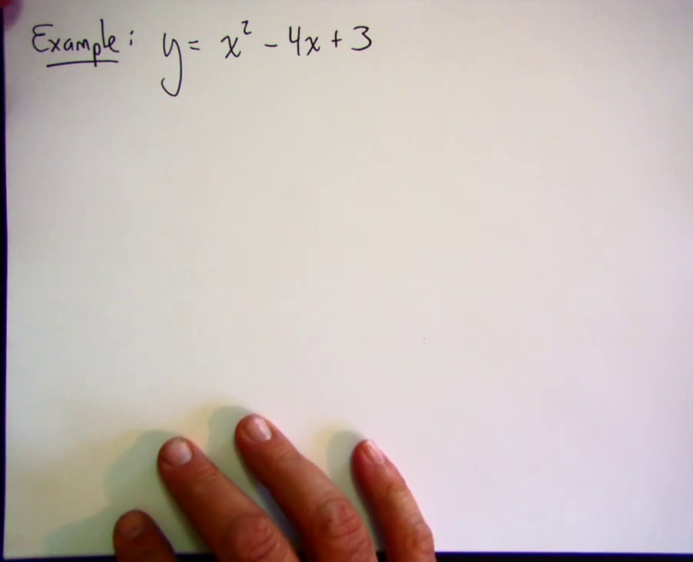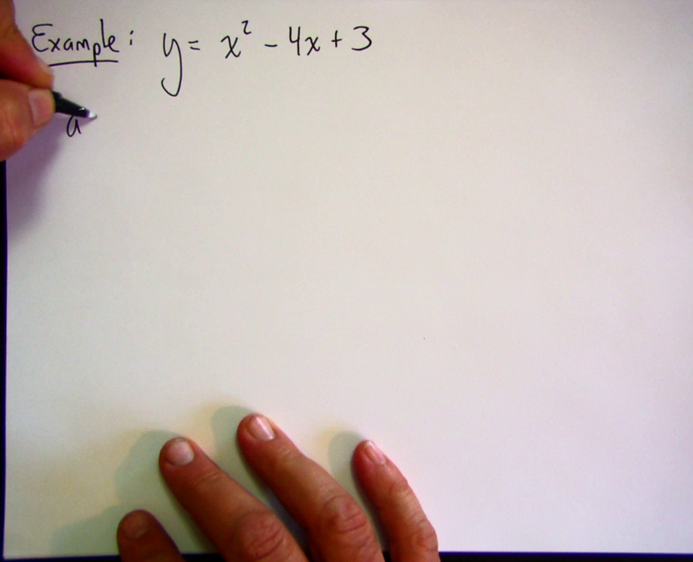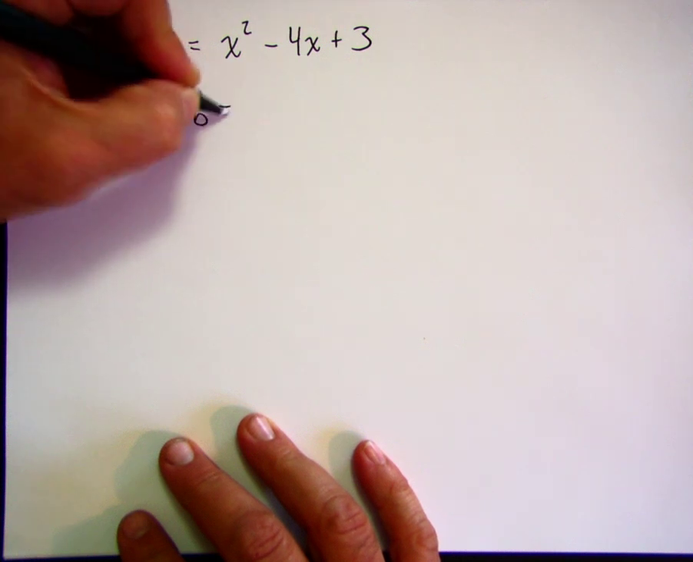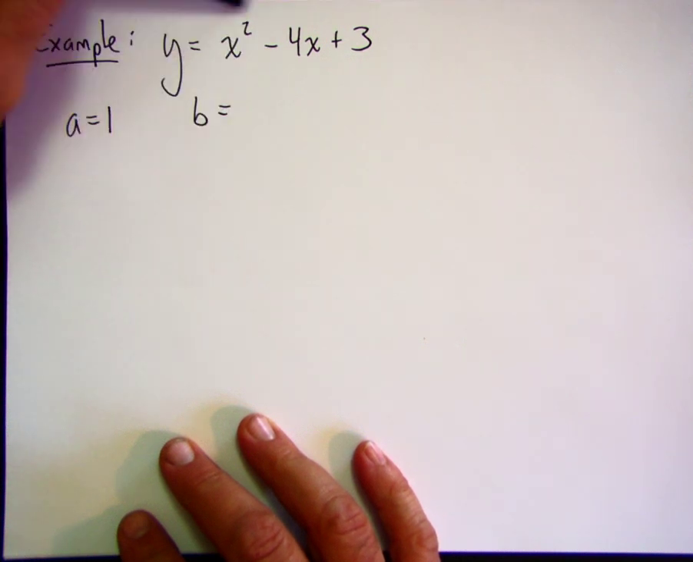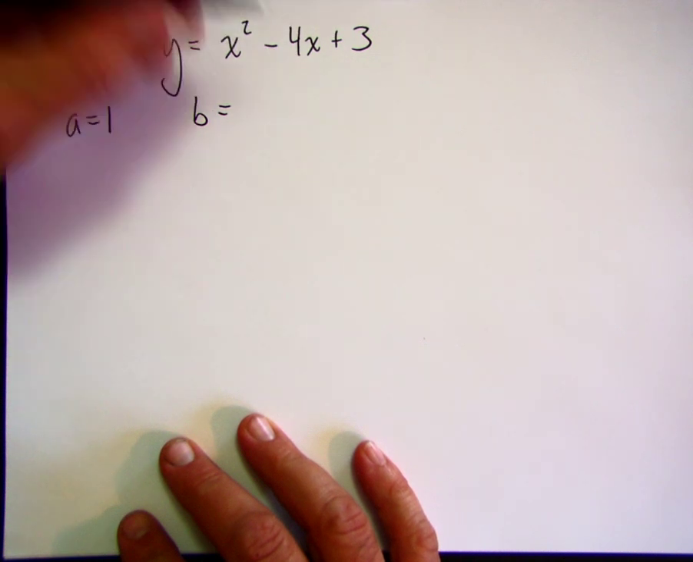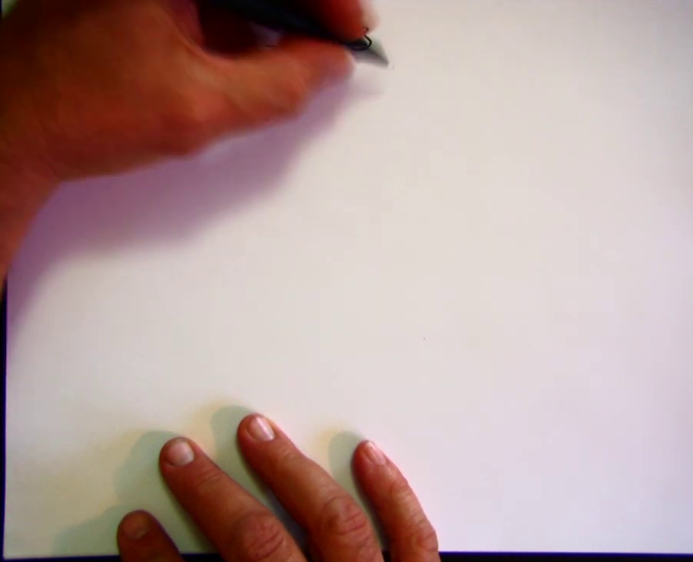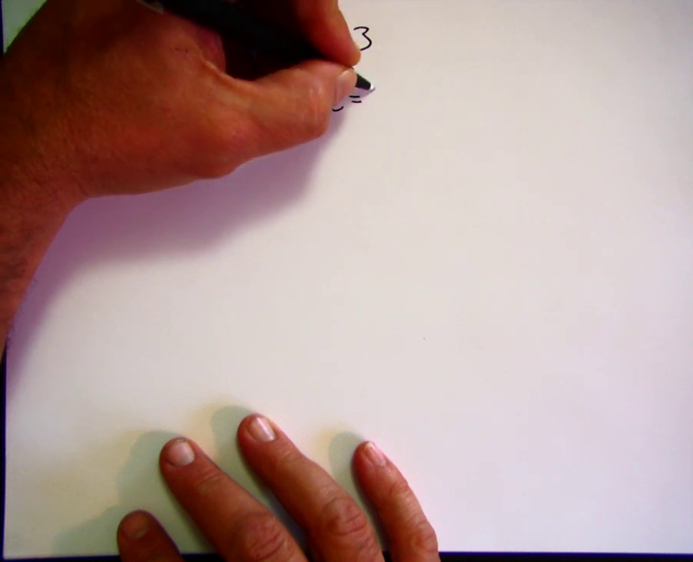The first thing I do is identify what a, b, and c are. In this case, a is equal to 1 because a is the coefficient in front of x squared, and that's a 1. B is the coefficient in front of the x, so that's going to be minus 4. And c is equal to 3.